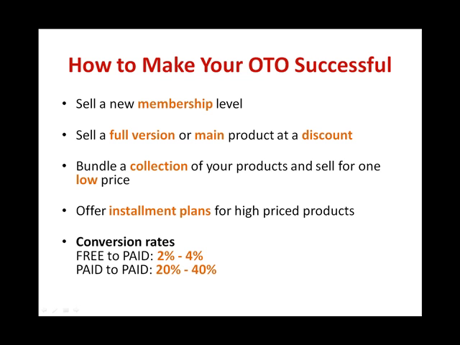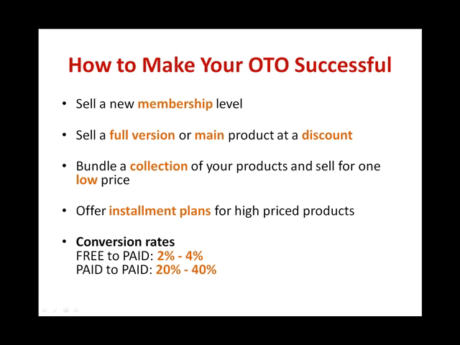Here are some ideas to make your OTO successful. You can sell a new membership level. You can also sell a full version or main product at a discount, because if he passes up this offer, he'll have to pay retail again if he chooses to buy next time. You can bundle a collection of your best-selling products and sell for one low price, therefore your customer will save big time.